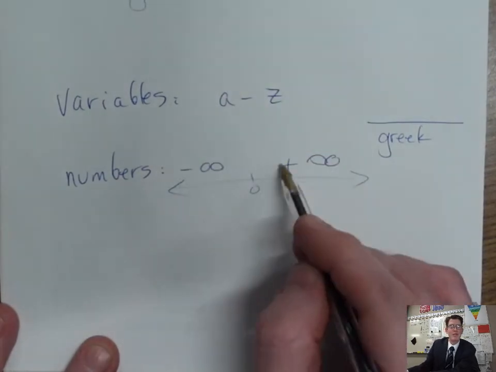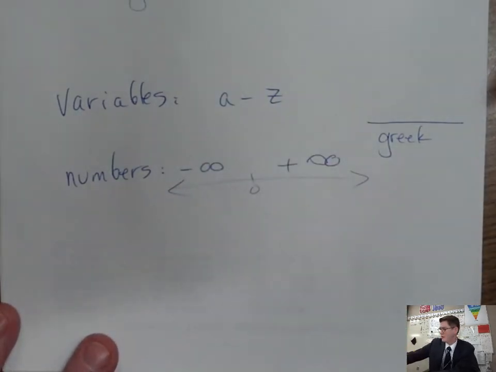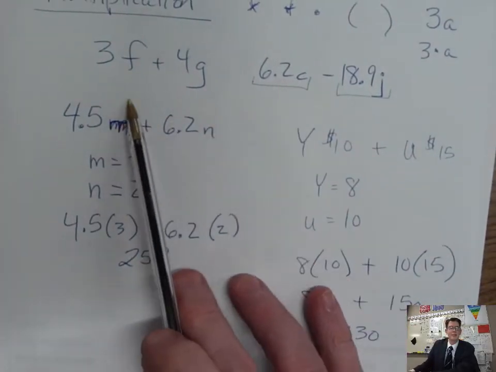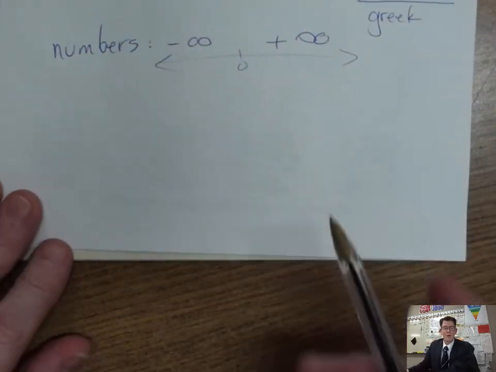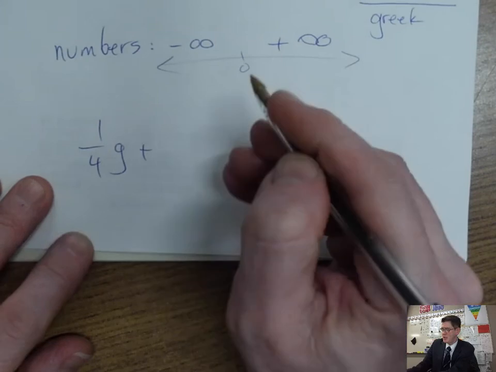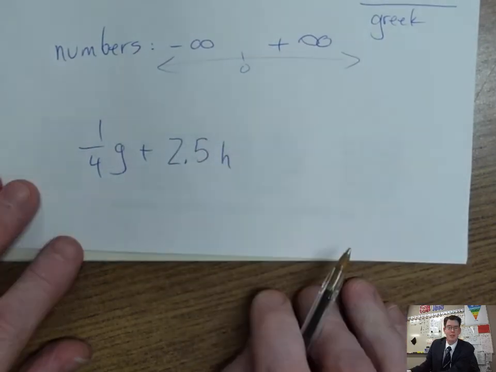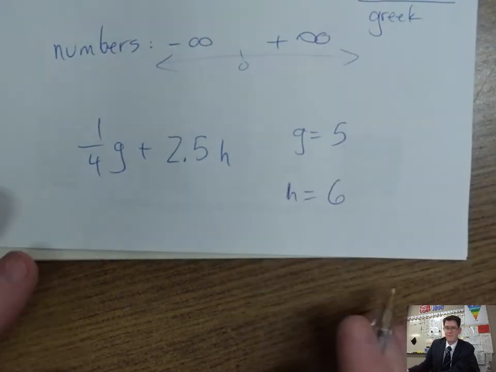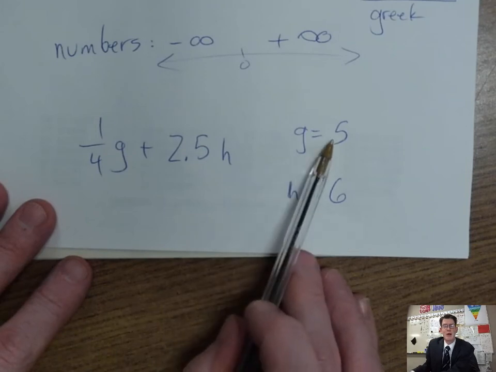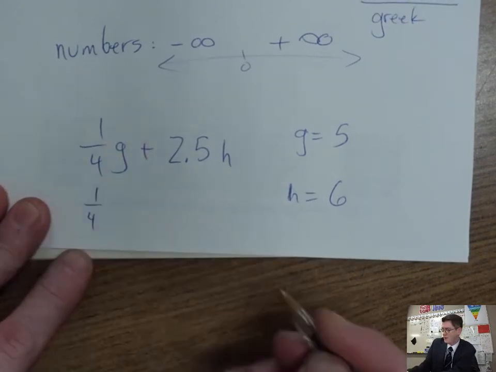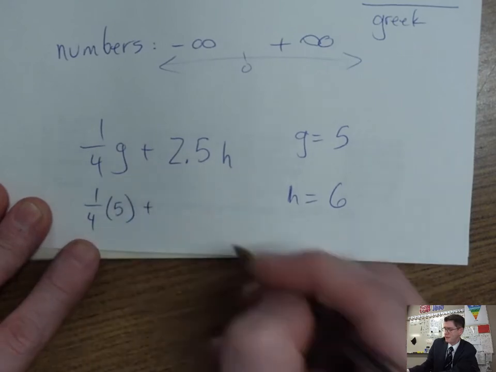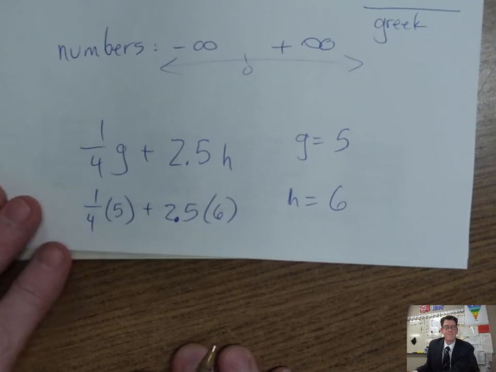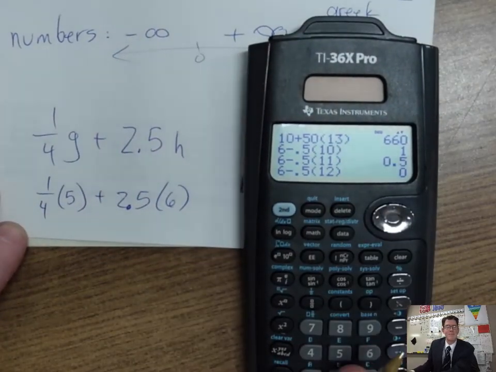And then it's a matter of these numbers showing up together in certain ways that we then have to find answers. Like I showed before, we had some decimals, some whole numbers. What if I told you you've got 1/4 G's plus 2.5 H's, and G is 5 and H is 6? You can do it. You've worked with numbers like this. It's just a matter of putting the numbers in place of the variable: 1/4 times 5 plus 2.5 times 6, and then typing that in your calculator and getting the answer. And that's the main message of today.